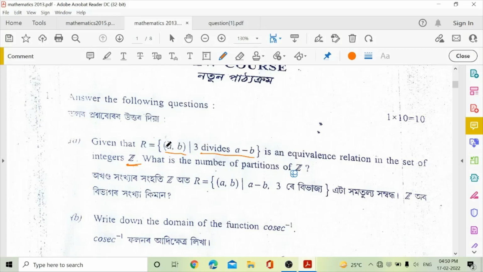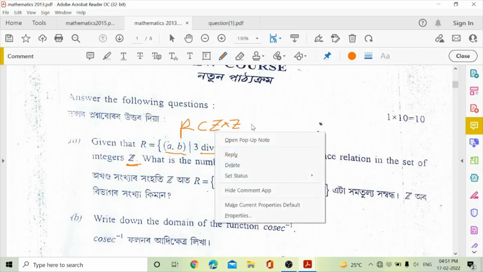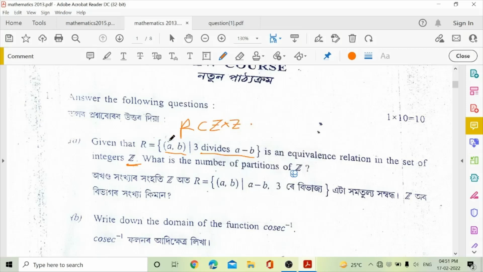First of all, a and b should be integers because R is defined on the set of integers. A relation means a subset of the Cartesian product. R is defined on Z, that means R is a subset of Z cross Z. So whatever ordered pairs are in R, the first element belongs to the set of integers as well as the second element. That means a and b are integers. Now you consider all those pairs where their difference is divisible by 3.